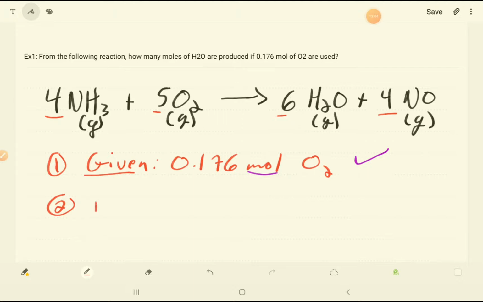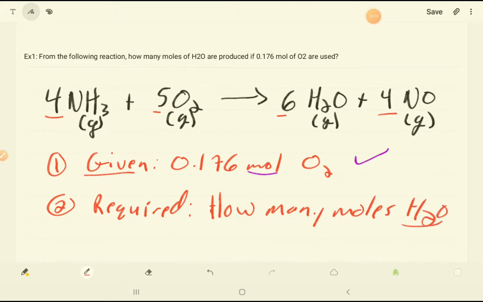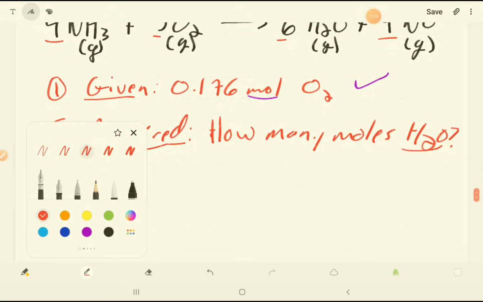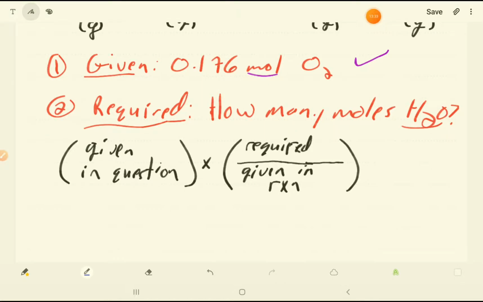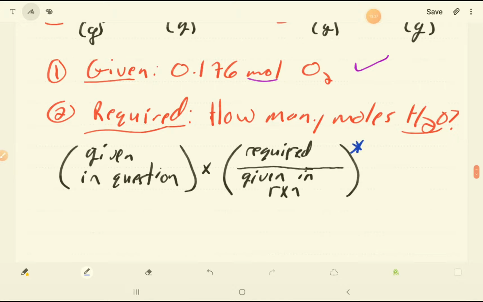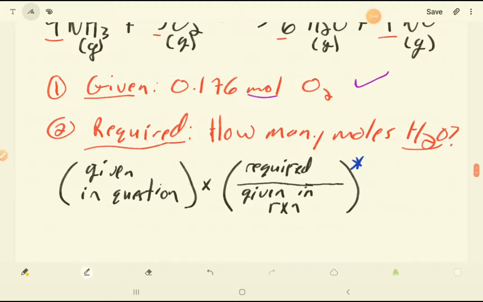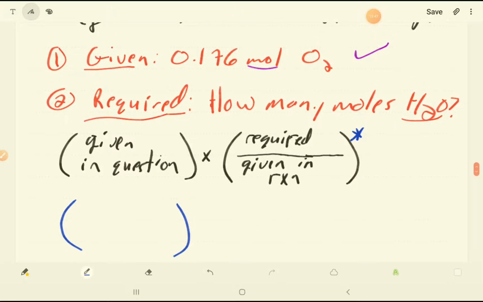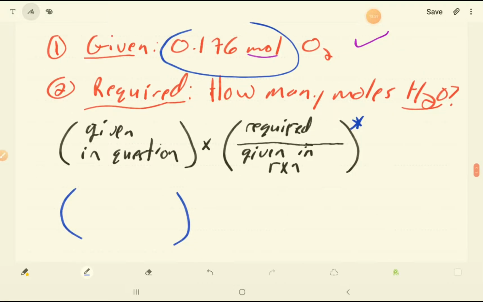So in this question, the required, and I'll write it down over here, is, when you look at the question, how many moles of H2O? Okay, that's the required. And so we're going to use the stoichiometry formula for this part over here. And remember that the stoichiometry formula looks like this. So we're going to translate this formula over here into real numbers with everything that's been given from this balanced reaction in the first place. So the given in the question is going to be our 0.176 moles of O2, because simply that's what was given. So we're going to plug that in here as follows.